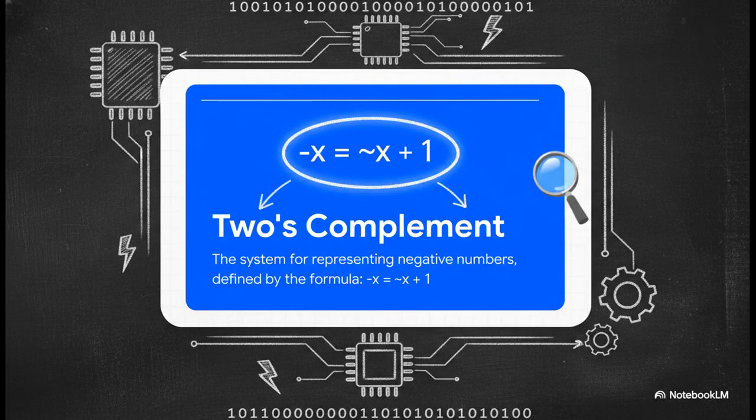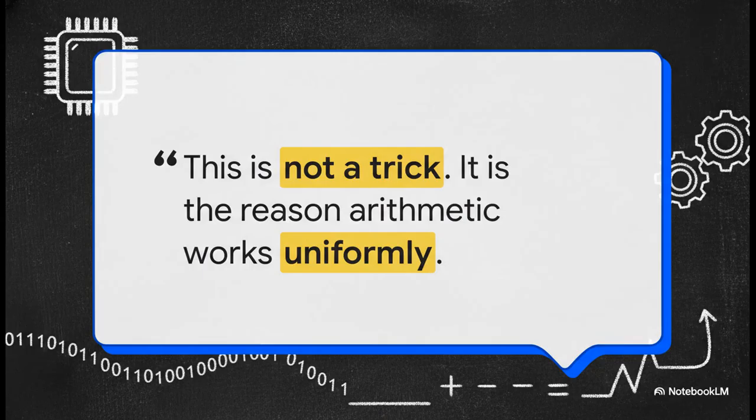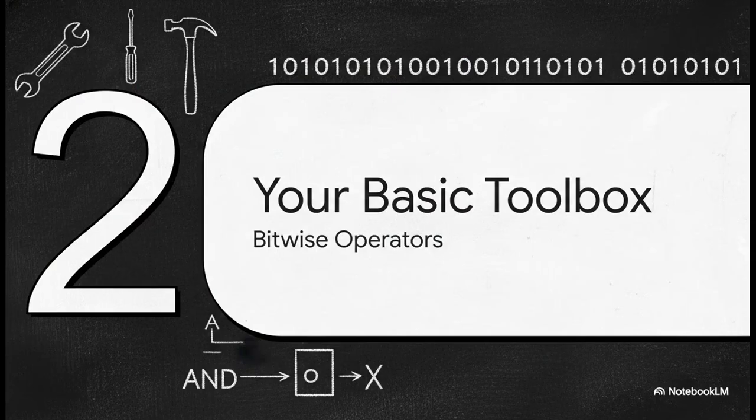Now you really want to pay close attention to this formula. This is 2's complement. It's the system that computers use to represent negative numbers. And honestly, understanding this one single definition is the key that unlocks almost every bit trick that involves negative values. And that's a super important point. Because of 2's complement, the very same physical circuits inside the processor can handle both addition and subtraction. It's just an incredibly elegant engineering solution, not some random hack. Getting this is fundamental.